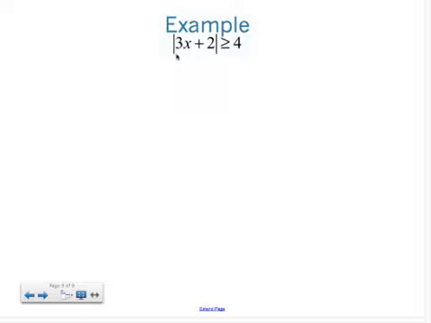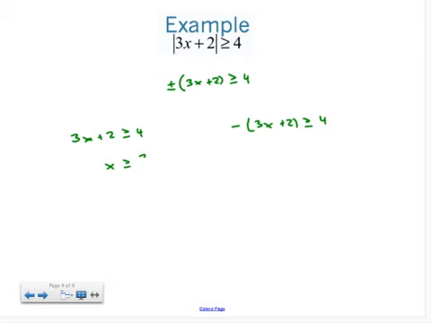Okay, last example is an absolute value inequality. Once again, absolute value can be removed by writing plus or minus. So we have plus or minus 3x plus 2 is greater than or equal to 4. And my recommendation is to move this into two different inequalities. 3x plus 2 greater than or equal to 4, and the opposite of 3x plus 2 is greater than or equal to 4. Subtract 2, divide by 3 gives you x is bigger than or equal to 2/3.